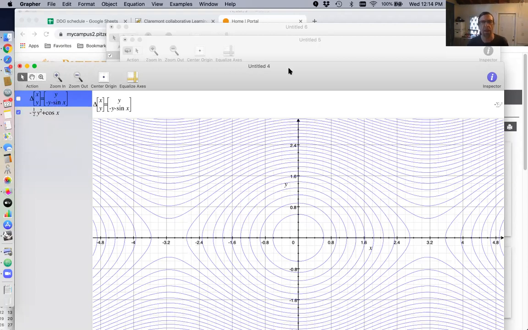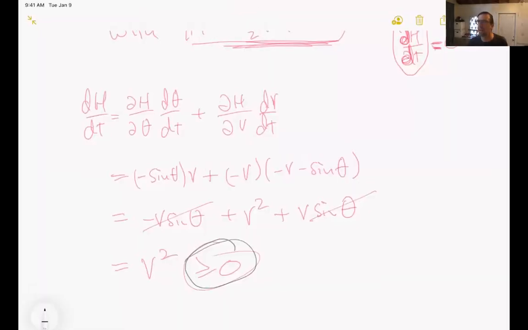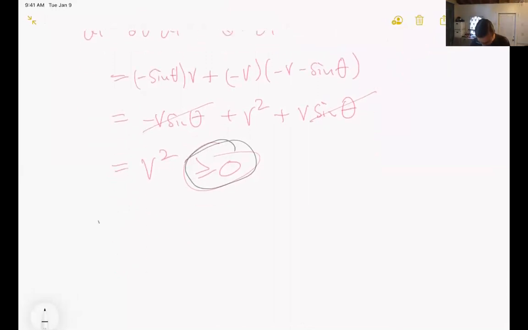I'll go back yet again to my iPad screen. These systems are called dissipative systems. Right? Because there's some energy that's constantly being lost, it's dissipating, like in this case, the sum of potential energy and kinetic energy is a dissipative system.